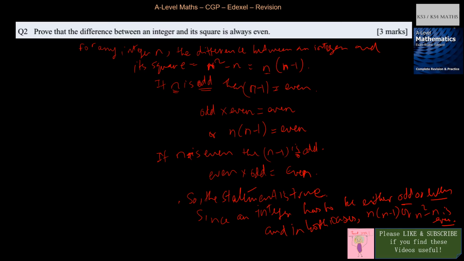So the next question: is the following statement true or false? Give either a proof or a counterexample. In this question what we have to do is expand the brackets. So if we expand the brackets, we get x plus 2 times x minus 1, which is x squared minus x plus 2x minus 2. Sorry, x squared minus 4.